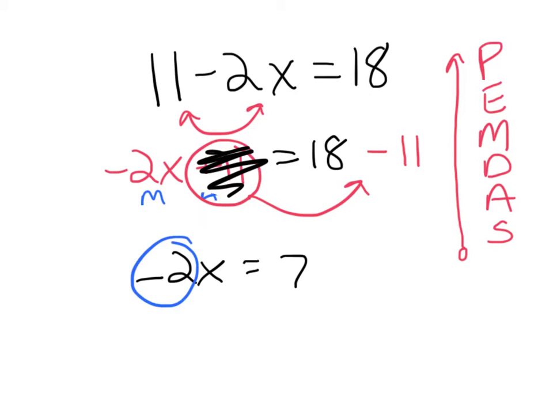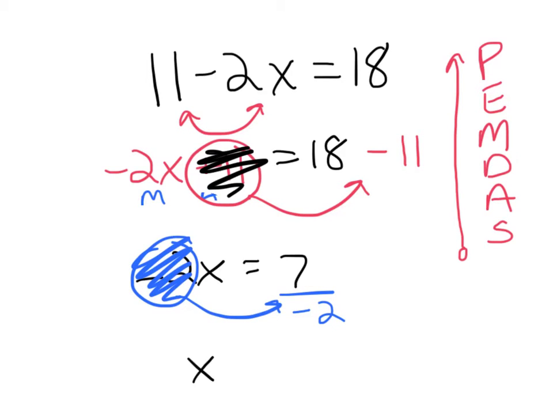Well, I'm going to take that times by negative 2, and I'm going to move that to the other side. If I multiply by negative 2 on the left side, on the right side it becomes its inverse. The inverse of multiply by negative 2 is divide by negative 2.